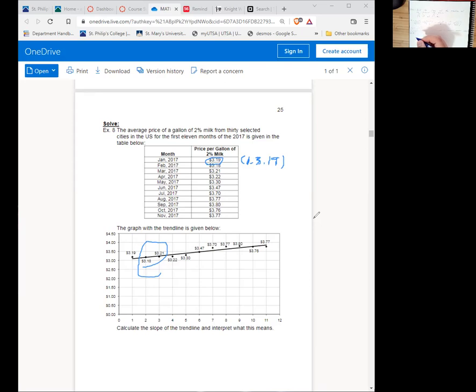Okay, so example 8. I'm choosing February. Find the slope and interpret. So we have the February point, 2 comma 3.18. And the March point, which will be 3 comma 3.21. Let me switch back now.